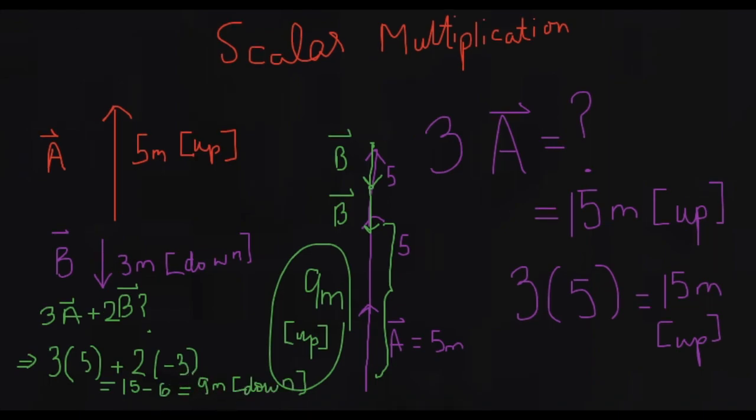Note that there is no vector division. Instead, you can multiply by a fraction. For example, if I wanted to divide vector A by 2, I can multiply it by 1/2. And 1/2 times A will give me half of vector A.